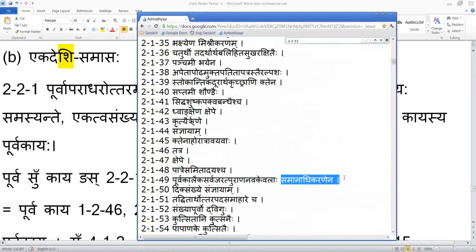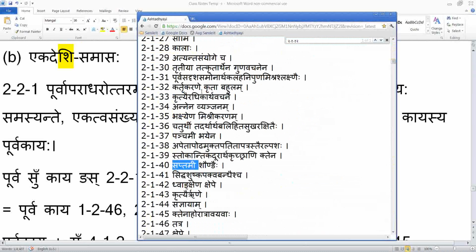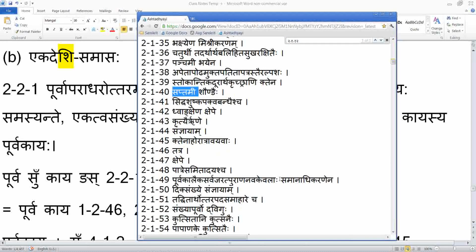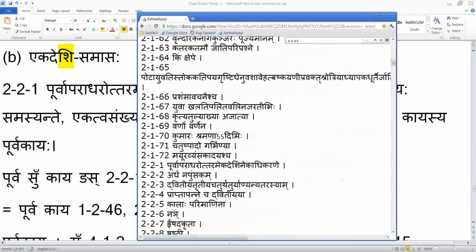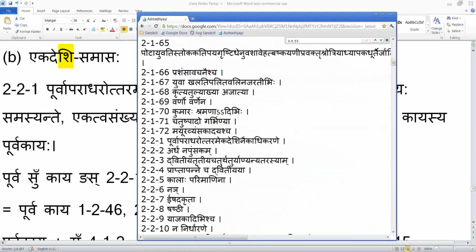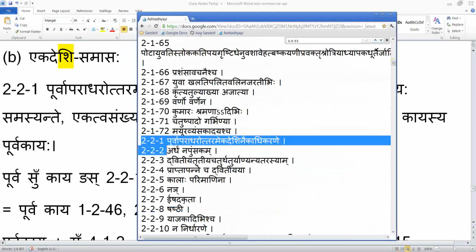That's from here. After Panchami, Saptami also is here: Saptami shaundaihi. So Panini covers Dvitiya, Tritiya, Chaturthi, Panchami and Saptami Tatpurusha. Then he starts with samanadhikaranena, and that goes to the end of 2.1. Then from 2.2.8 Shashti is going to start. Between the end of 2.1 and 2.2.8 is where Panini does this Ekadeshi Samasa. Over here he starts.